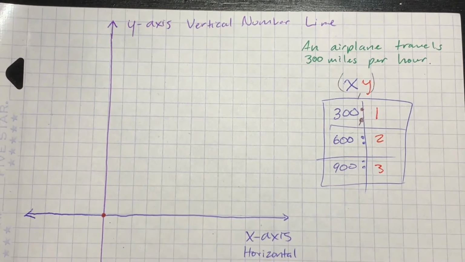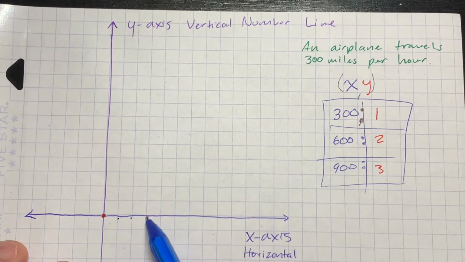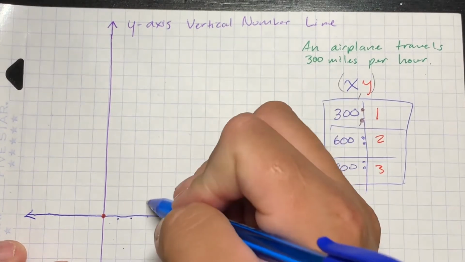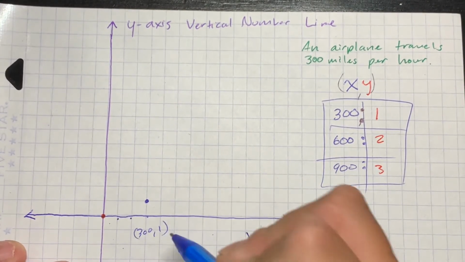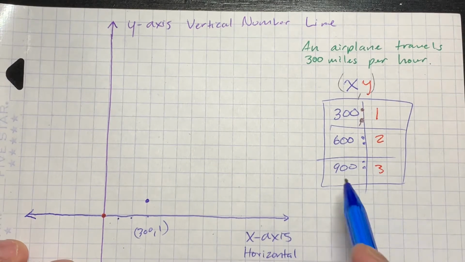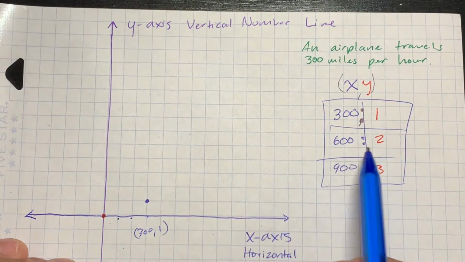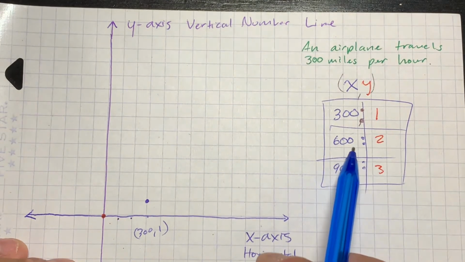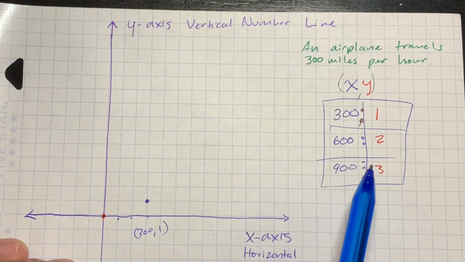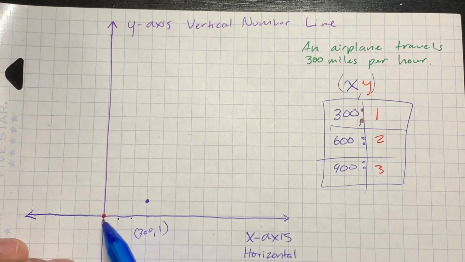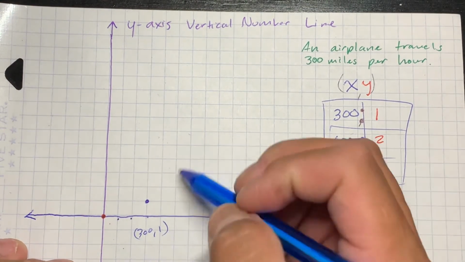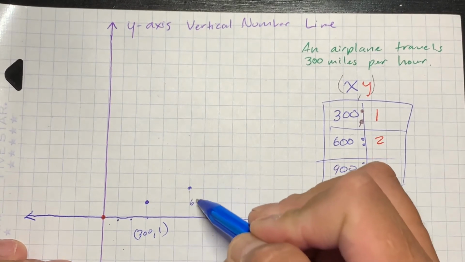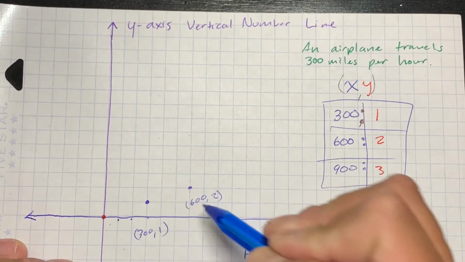So we're going to go 1, 2, 3, and then go up 1. So there we go. This will be 300 miles to 1 hour. And then we're going to plot the second point. So we're going to go 600 on the y-axis and go up 2. So this will be 600 miles to 2 hours.